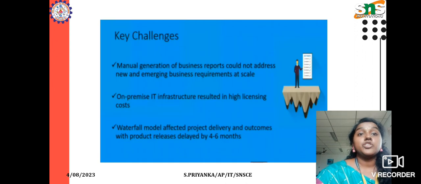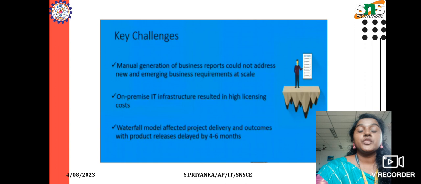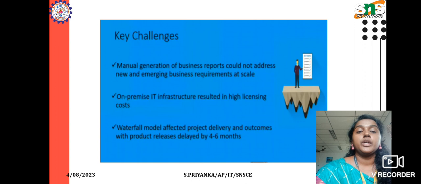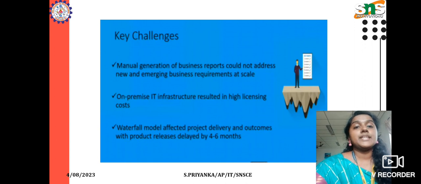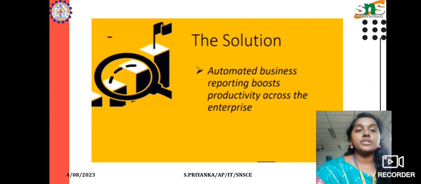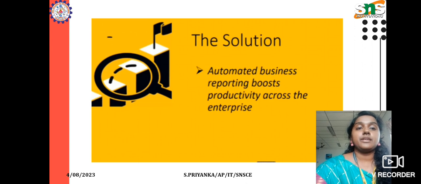The main key challenges we faced were that manual generation of business reports could not address new and emerging business requirements at scale, whereas on-premises IT infrastructure resulted in high licensing cost. The waterfall model affected project delivery and outcomes, with product releases delayed by 4 to 6 months. Whereas when we use agile, all these challenges were overcome. The solution here is automated business reporting across the enterprise, using the agile model to boost it.